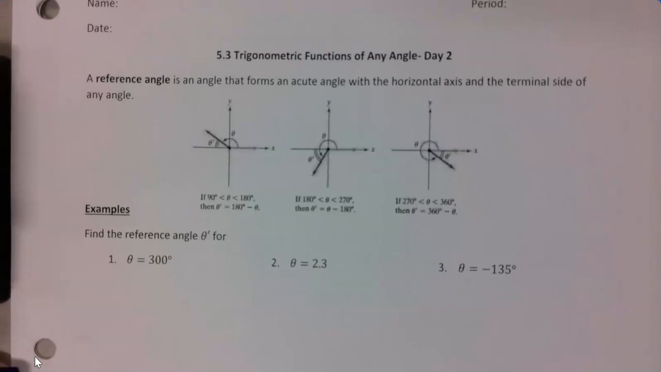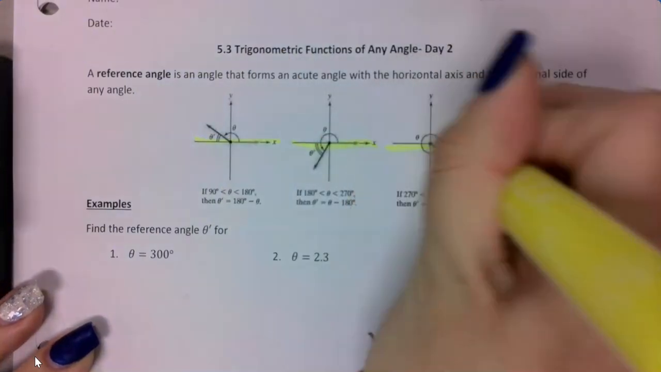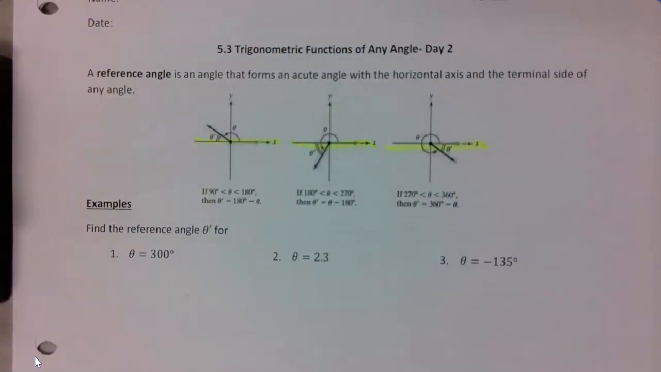Okay. So the next thing we're going to talk about is a reference angle. It's an angle that forms an acute angle with the horizontal axis, so the one that is right here, and the terminal side of any angle. So what I can do is I can use a reference angle to find trig values instead of the actual angle it gives me.